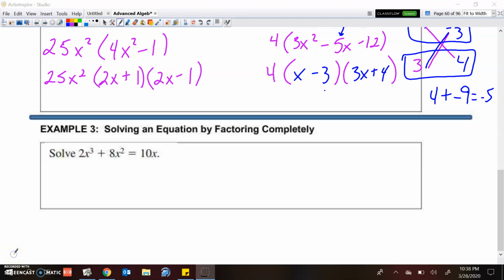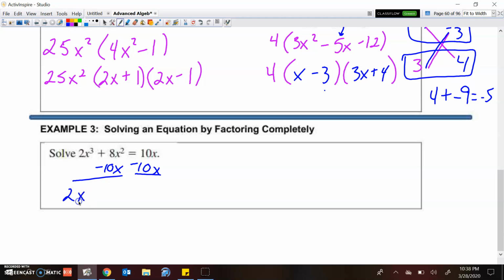Okay, this is the last lesson for 7-8. We're going to take what we know, and now we're going to solve equations. You're going to notice there's an equal sign with everything that we have remaining. All that means is we're going to get everything on one side, and then factor and do things as normal. So I'm going to first subtract this 10x on both sides so that I can have 0 on one side.